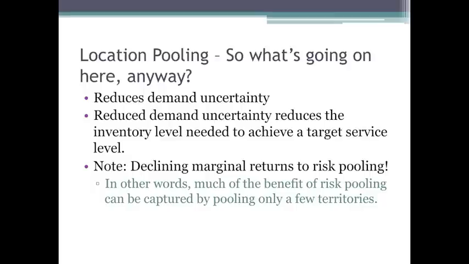Now there is one thing to note, and you could see this on the chart a few slides back, and that is that you have declining marginal returns. What this means is that a little bit of risk pooling goes a long way. Combining a couple of locations, combining a couple of products will get you significant results. The more you do it, though, the less effective those results are. So much of the benefit of risk pooling comes from capturing only a few territories, combining only a couple of products. So again, with risk pooling, a little goes a long way.